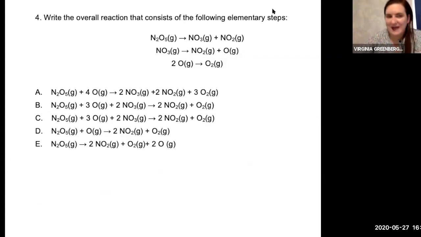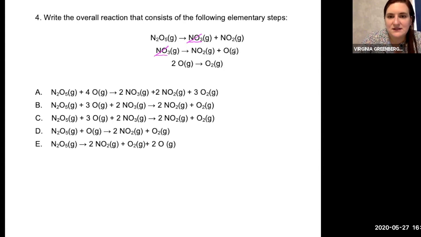Okay, so here we have a mechanism, which just means we took a complicated overall reaction and broke it down into the individual steps that it takes along the way. And we're trying to figure out what the overall reaction is. What we're going to do is look for any intermediates that might cancel out. So here we can see that we have NO3 being made, and then it is subsequently used up, making it an intermediate and something that we can cancel.